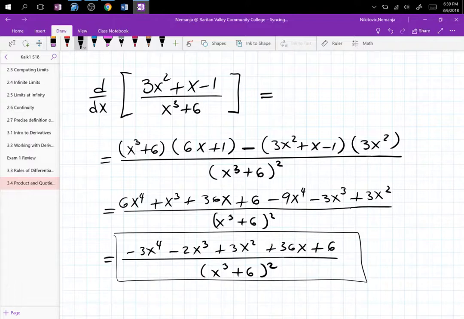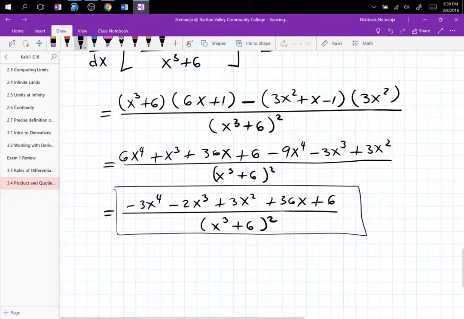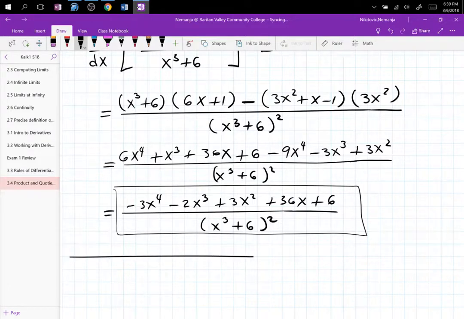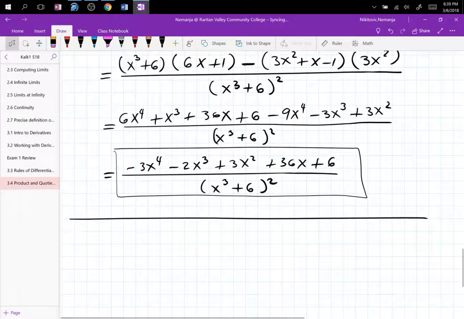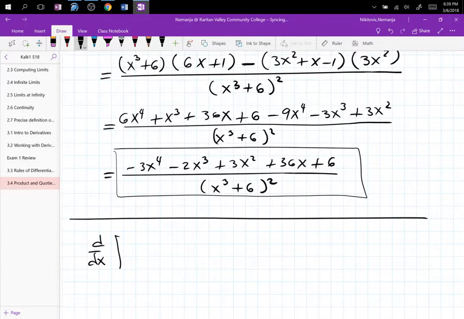So, derivative of a quotient. Here's the problem for you. Ready? e to the 3x divided by x squared plus 1. Have fun.